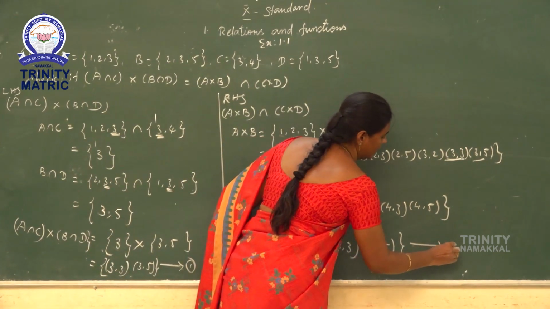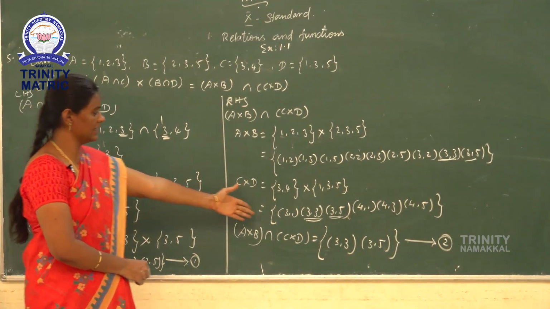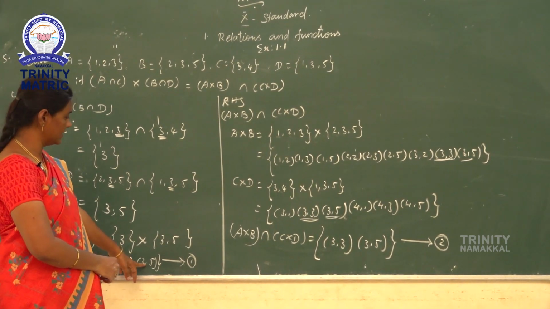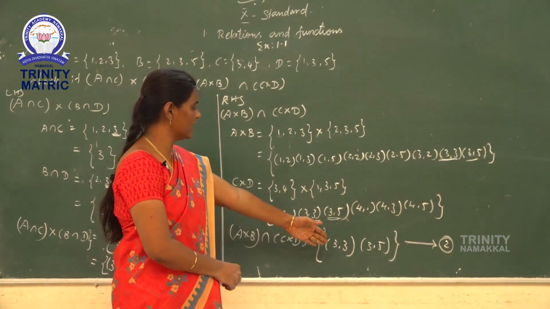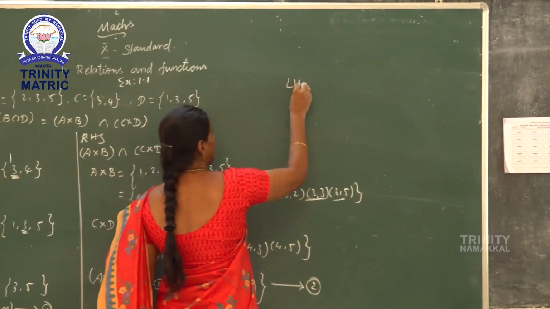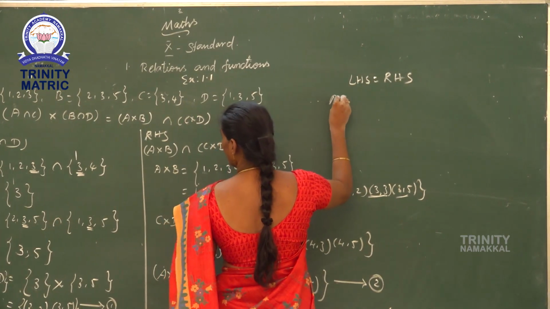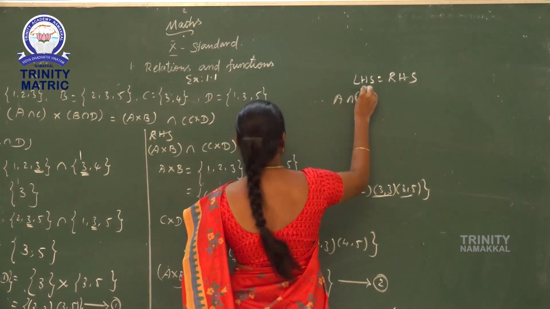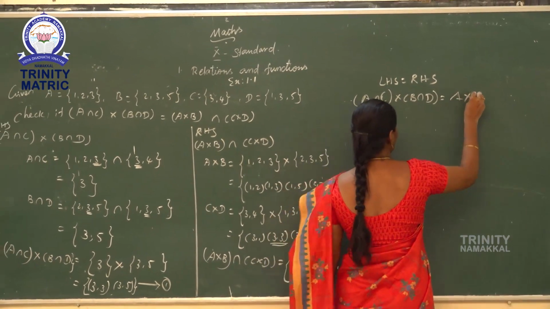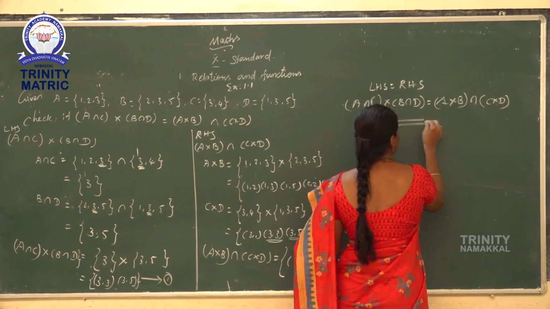This is equation number 2. See here, this left hand side is equation number 1. This right hand side is equation number 2. From the left hand side we have the elements (3, 3) and (3, 5). In the right hand side also (3, 3) and (3, 5). So from equations 1 and 2, left hand side is equal to right hand side. Therefore, (A intersection C) cross (B intersection D) is equal to (A cross B) intersection (C cross D). Hence verified.